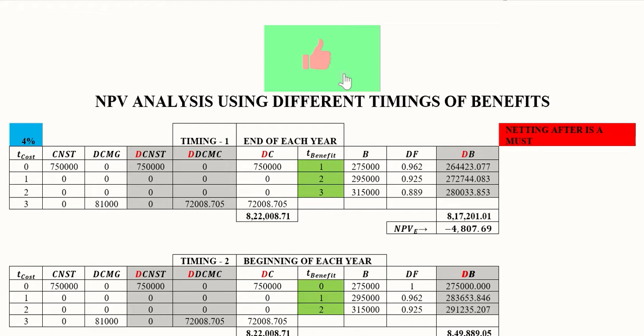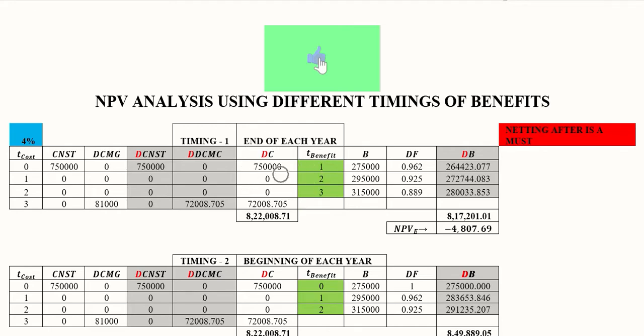Now we consider their discounted versions, that is, the discounted construction cost and the discounted decommissioning cost. We can discount them easily on the basis of the 4% discount rate. After getting the discounted versions of the two costs, we can sum them to get the total cost in discounted form. This will be the sum of these two discounted columns. This is the overall value of the discounted costs.